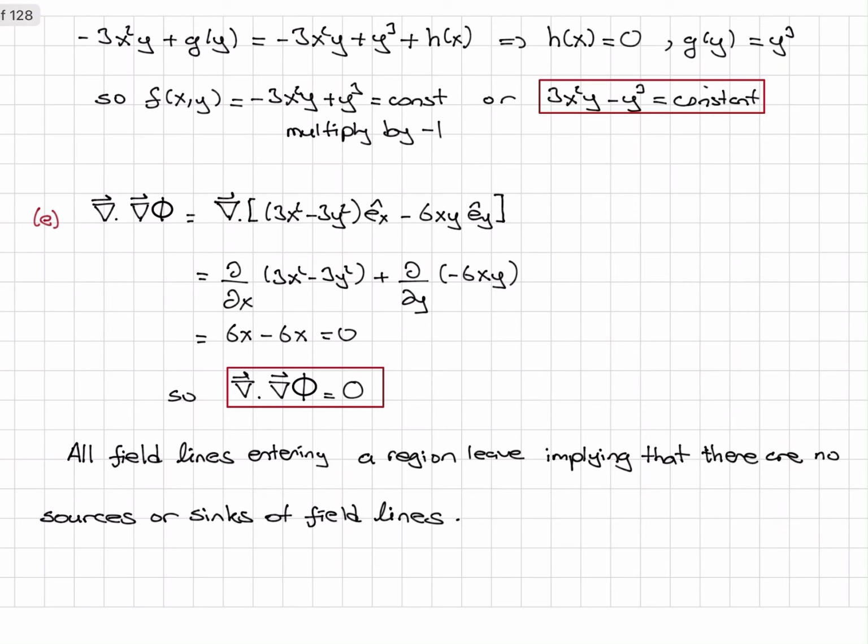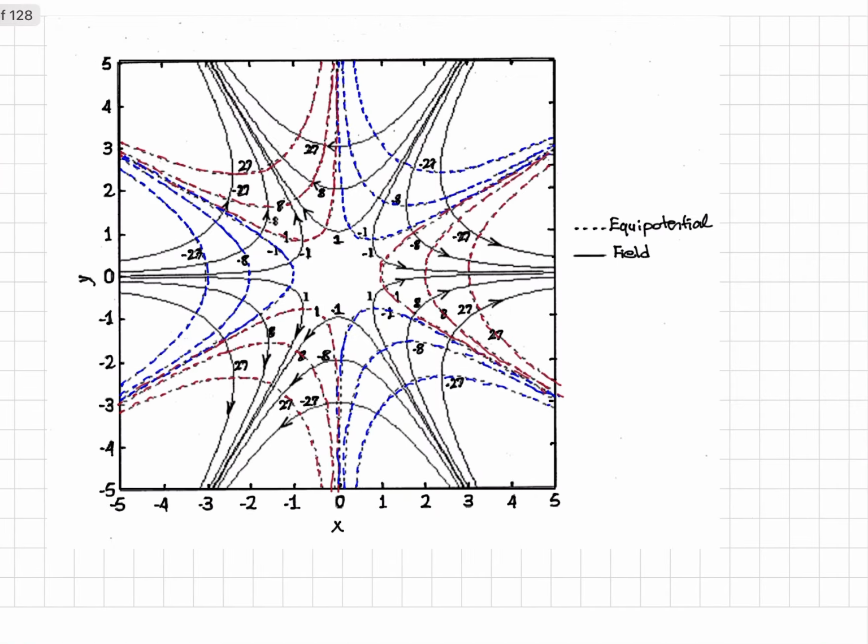In part E, we showed the divergence of the gradient is zero, implying that all field lines entering a region must exit. There are no sources or sinks of field lines. And we can also see the same answer here from a different plot for the function values being 1, 8, and 27, f of x, y equals 1, 8, 27, and also equipotential surfaces 1, 8, and 27. And you can see that these field lines are crossing perpendicular to the equipotential surfaces, and the magnitude is really becoming zero in the region close to the origin.